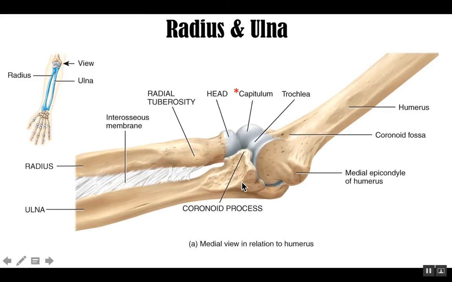We have the capitulum and the trochlea on the humerus, the capitulum articulating with the head of the radius, and the trochlea articulates with the ulna. There's actually a notch here on the ulna known as the trochlear notch. You'll notice that there's another structure known as the coronoid process. Coronoid means crown-shaped. This little pointy feature here is known as the coronoid process of the ulna. Back here in the posterior side of the ulna would be where you would find the olecranon, the point of the elbow.